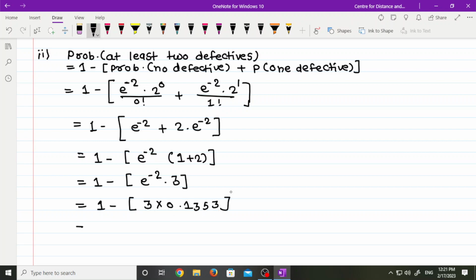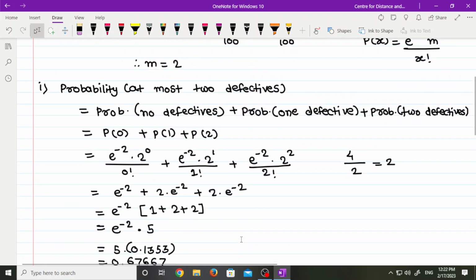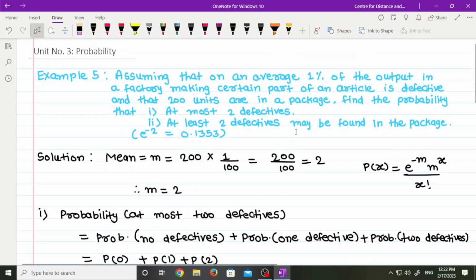When we multiply 3 by 0.1353, we get 0.4059. So 1 minus 0.4059 is equal to 0.5931. This is the probability that at least 2 defectives may be found in the package.